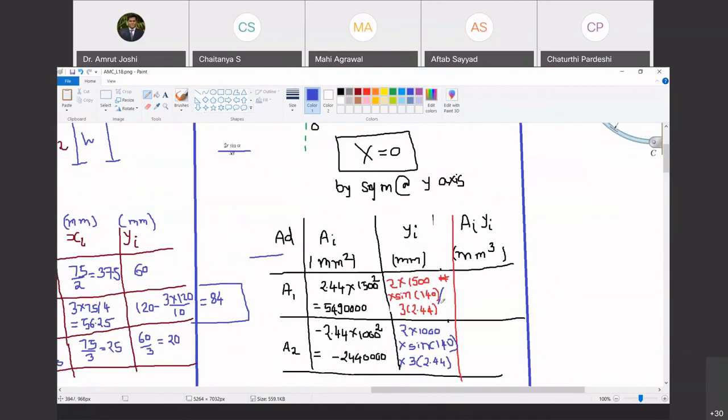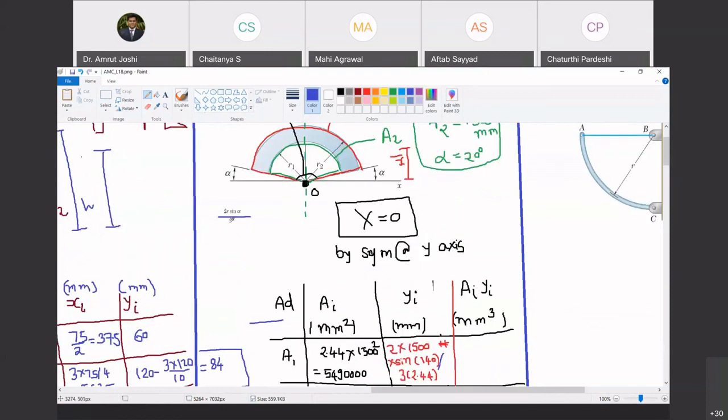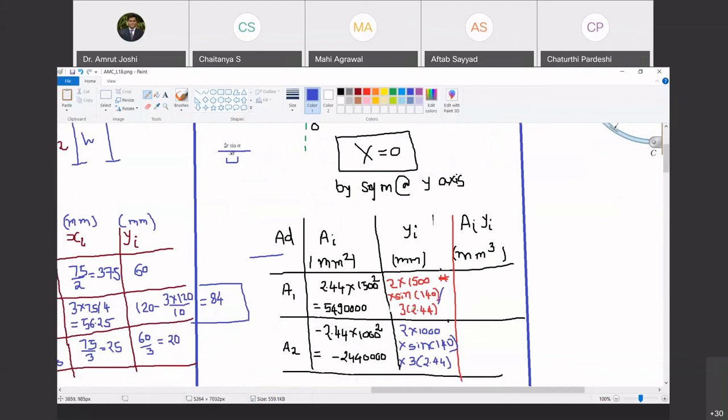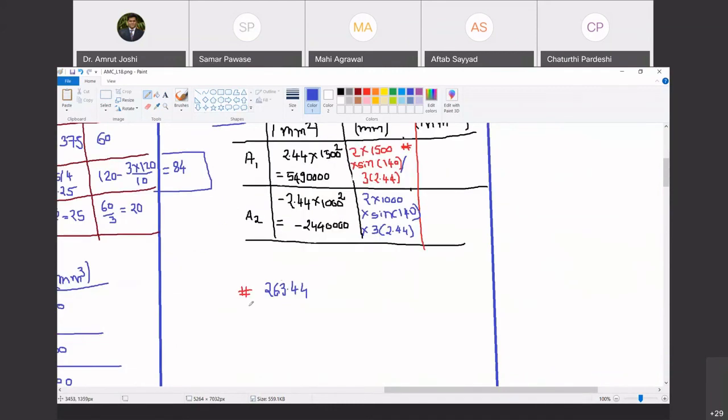अब किसी को जो confusion 140 और 2.44 का था, let me clarify it once. देखो, once r has the unit of meter, this sin alpha upon 3 alpha has to be unitless. So if 3 alpha has to be unitless, it has to be expressed in radians. So therefore 3 into 2.44 तो लिखना ही है. Now sine alpha calculate करने के दो तरीके हैं. Put your calculator in radian mode and then calculate sine of 2.44. If you don't want to do that, then you can calculate sine of 140 in degree mode. The value is not going to change. So 263.44 is the value.